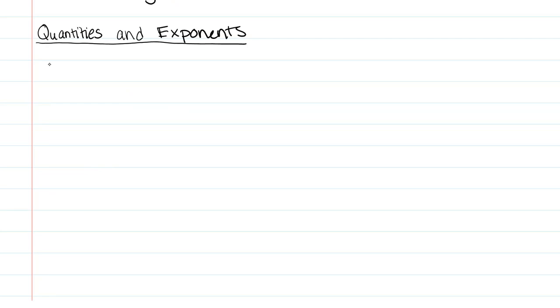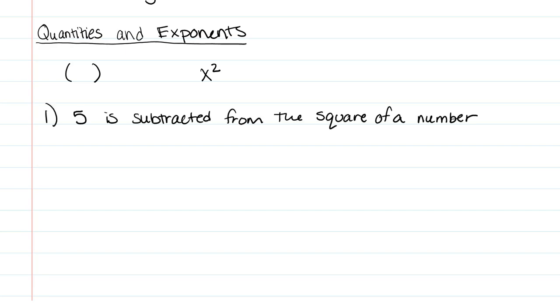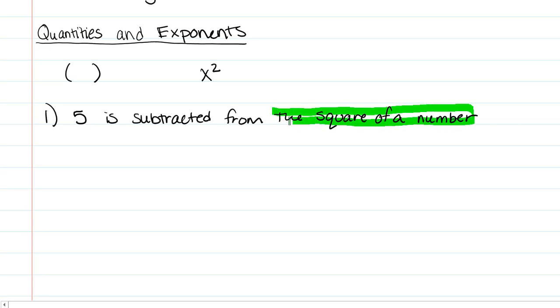All right, we have one last section where we're going to talk about quantities and exponents. Essentially, when we see phrases that include parentheses or exponents, like x squared. To do some of these, let's take a look at examples. Example 1: 5 is subtracted from the square of a number. Remember we said a number we're going to represent with x, an unknown value. The square of x is x to the second power, or x squared. And then 5 is subtracted from that. So we are going to put minus 5 on the right side. So x squared minus 5 is what that translates to.